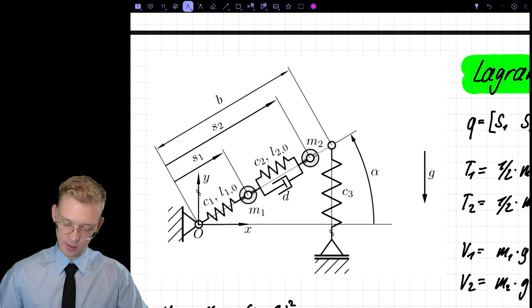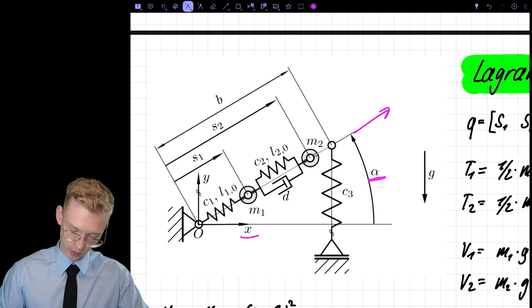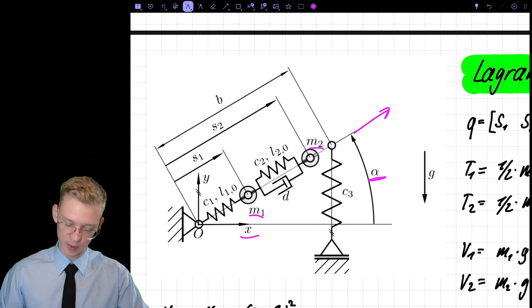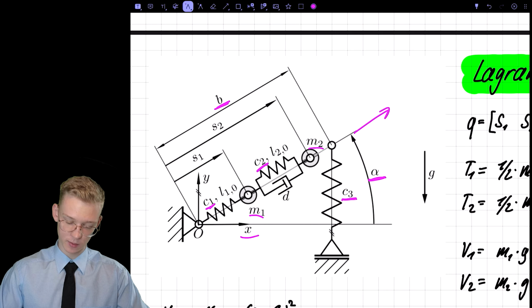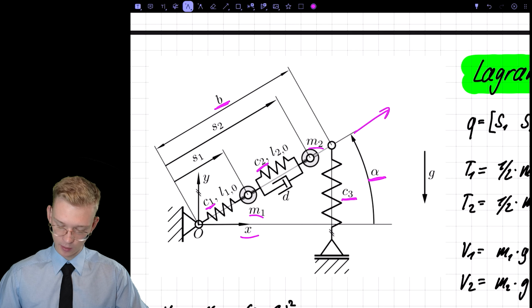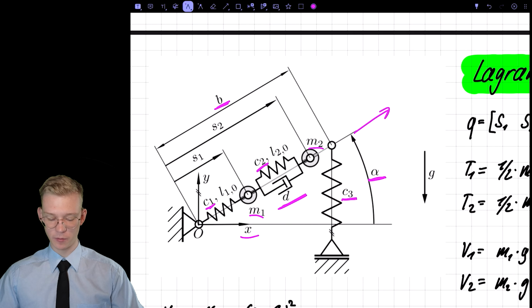We have two masses that are moving along a rod, and that rod has the angle alpha relative to the x-axis. So we have mass 1 right here and mass 2 right there. Attached to mass 1 that is gliding along the rod, we have a spring C1. Then we have a spring between mass 1 and mass 2. And we have the last spring that is attached to the rod at point B. And of course, let's not forget that we have the most important part here, that is our dampener. So we have a non-conservative force.